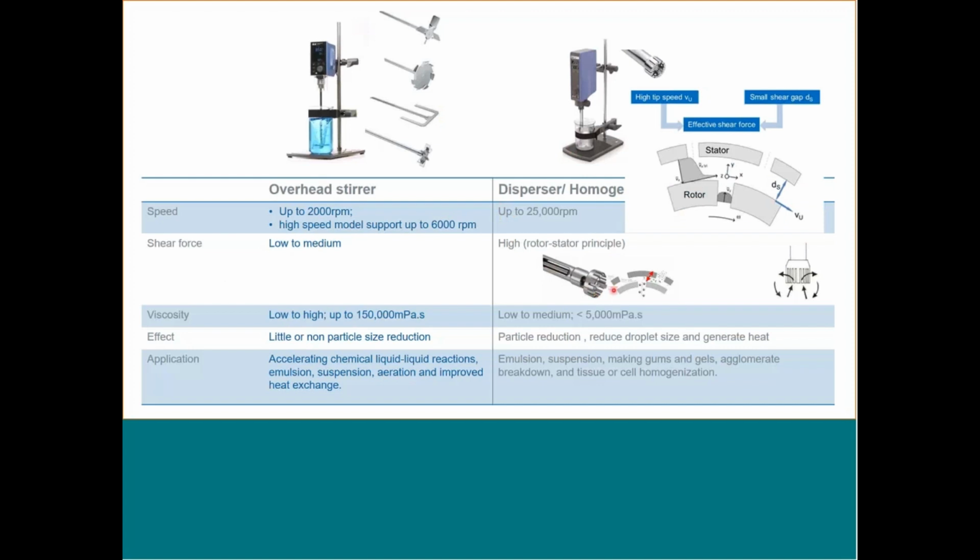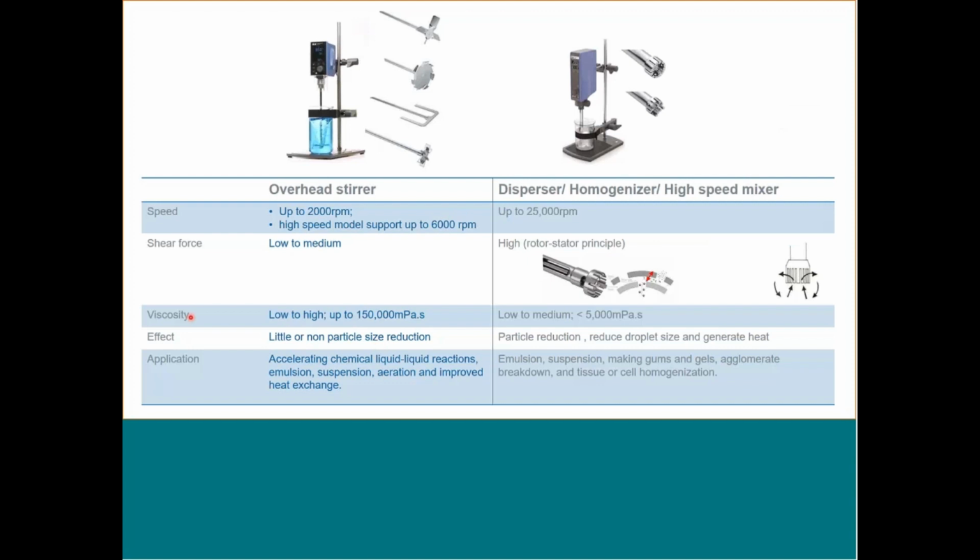So you can see outside this is the stator head. At the middle, we do have a rotor. This rotor will spin at very high RPM, which can go up to 25,000 RPM. It will force your sample into the rotor-stator head and out through the narrow gap between the rotor and stator. So this is how it reduces the particle size of your sample.